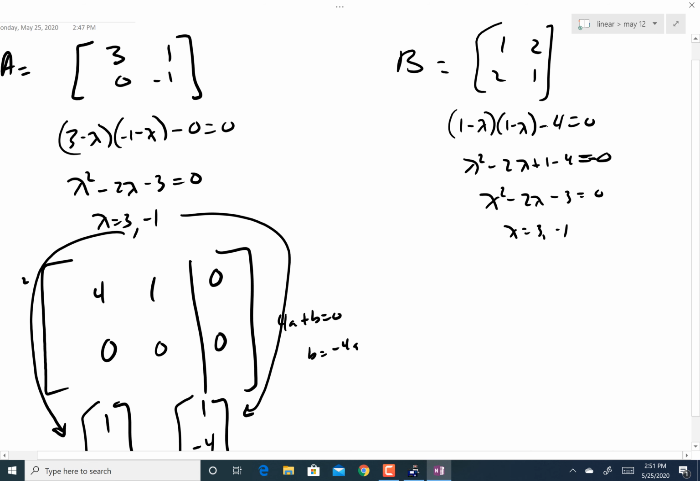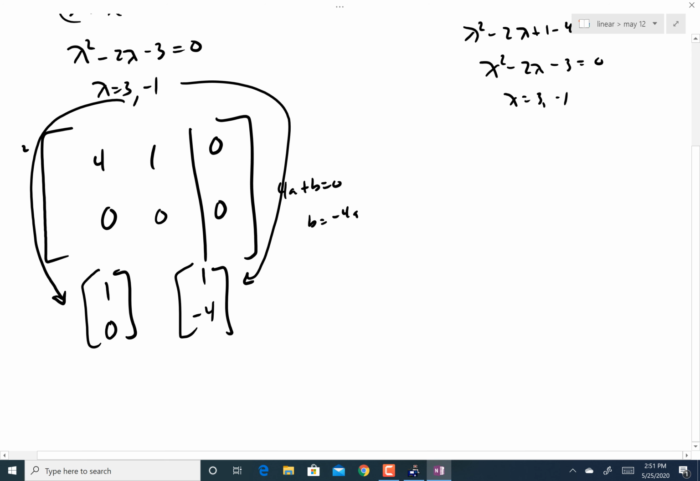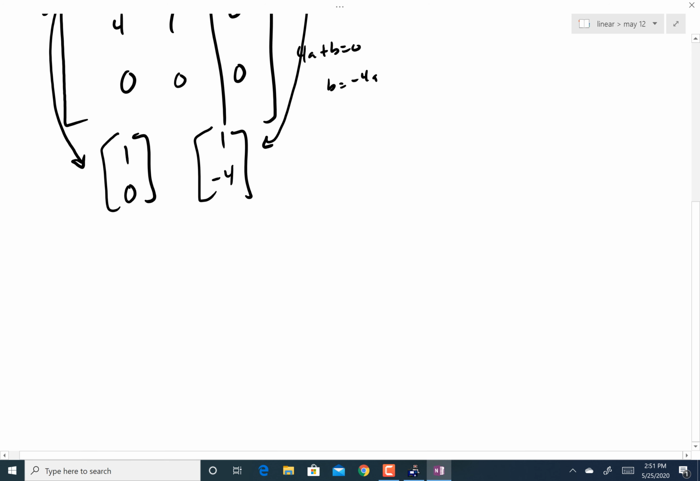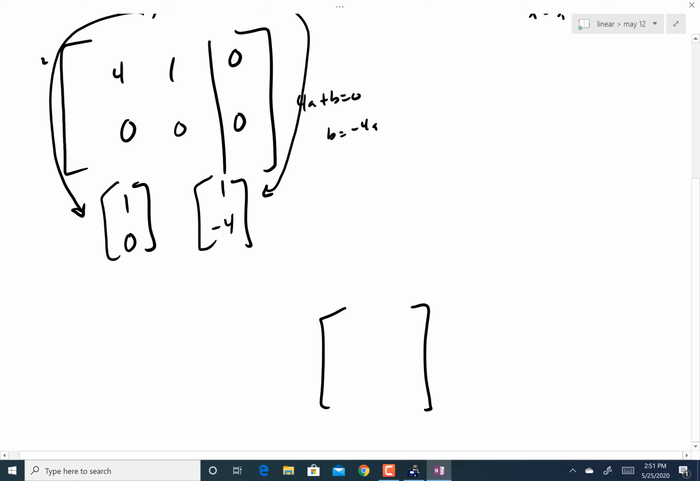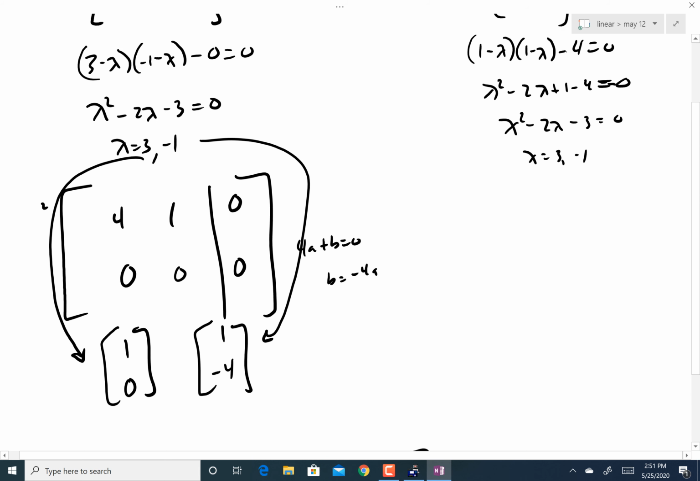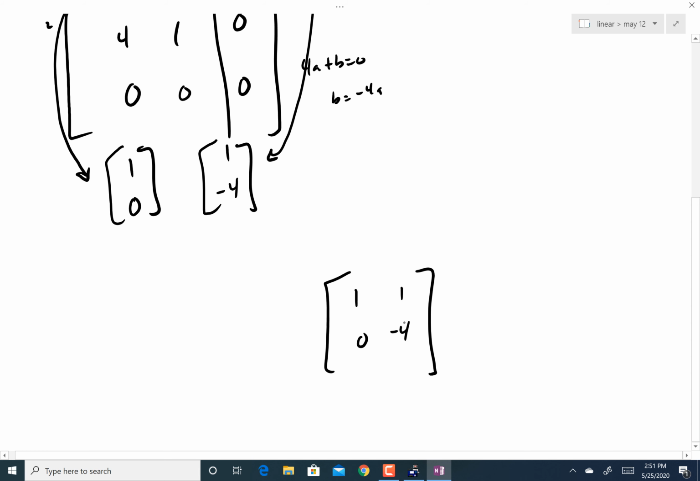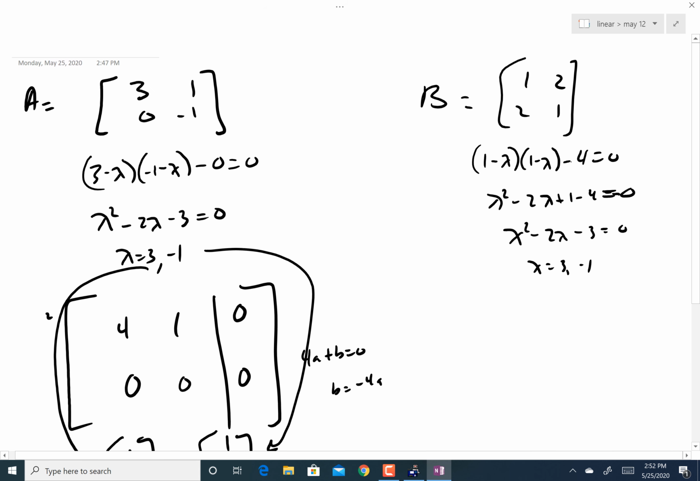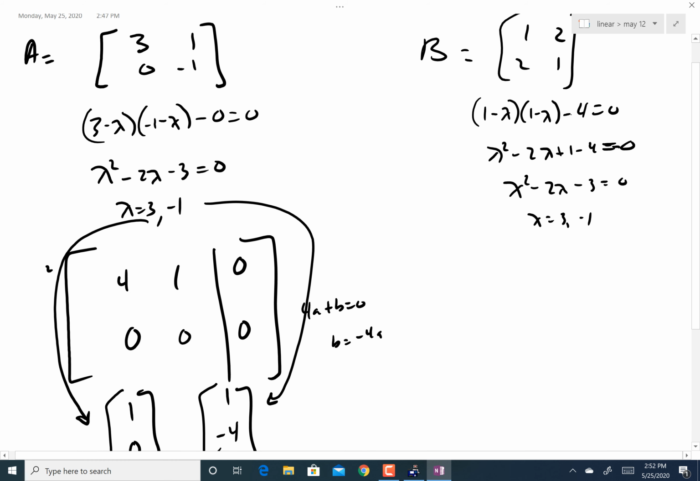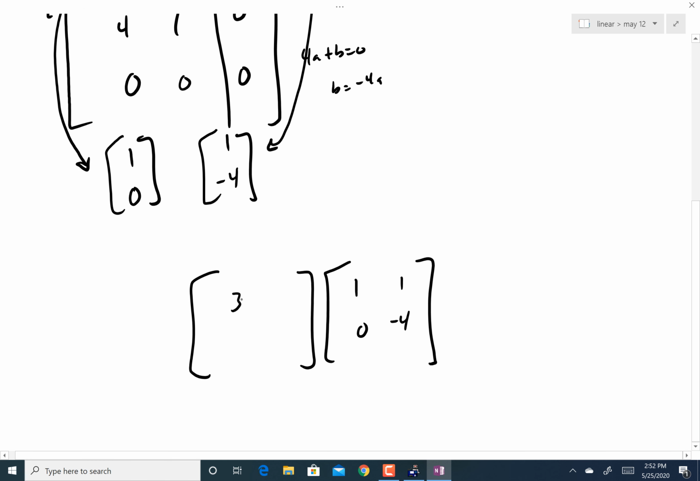Is that true? Now here's the thing. I could find it for the other ones. I don't really feel like doing it, though. I feel like just doing this. So I could do it a couple of different ways. First of all, I could show this. Where's my p? My p is here: 1, 0, 1, -4. My A matrix is here: 3, 1, 0, -1.